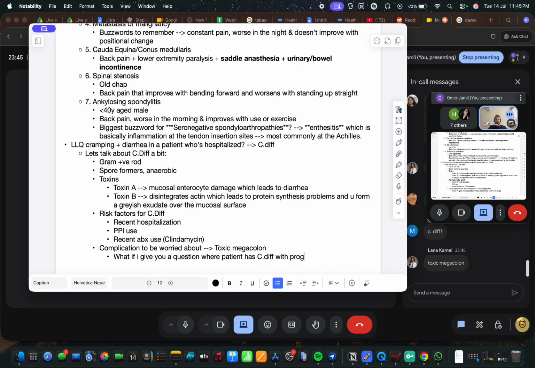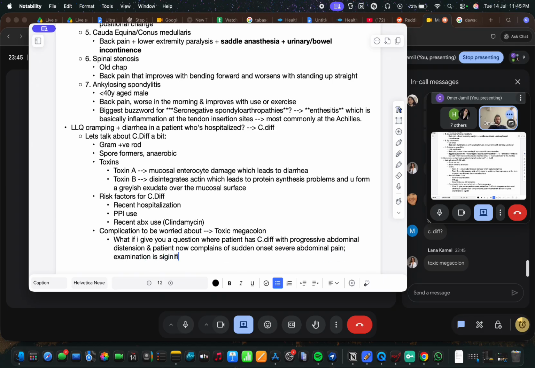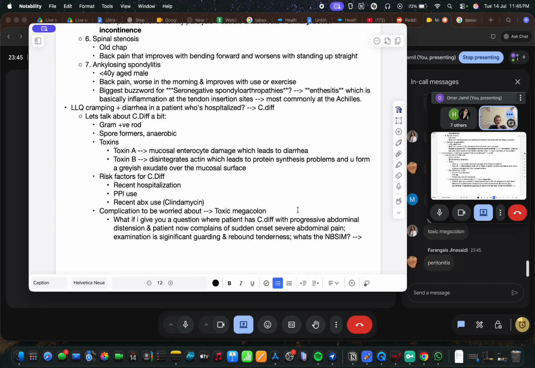Okay, so what if I give you a question where a patient has C. diff with progressive abdominal distension, because I've seen this happening in the ICU. He was hospitalized, with progressive abdominal distension, and the patient now complains of sudden onset severe abdominal pain. Examination is significant for guarding and rebound tenderness. What's the next best step in management? NBSIM means next best step in management. What happened and what do you want to do for this patient?